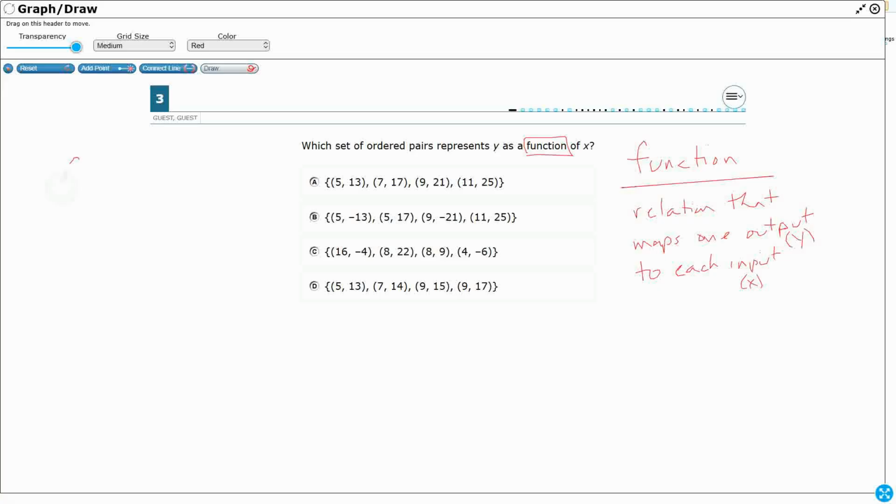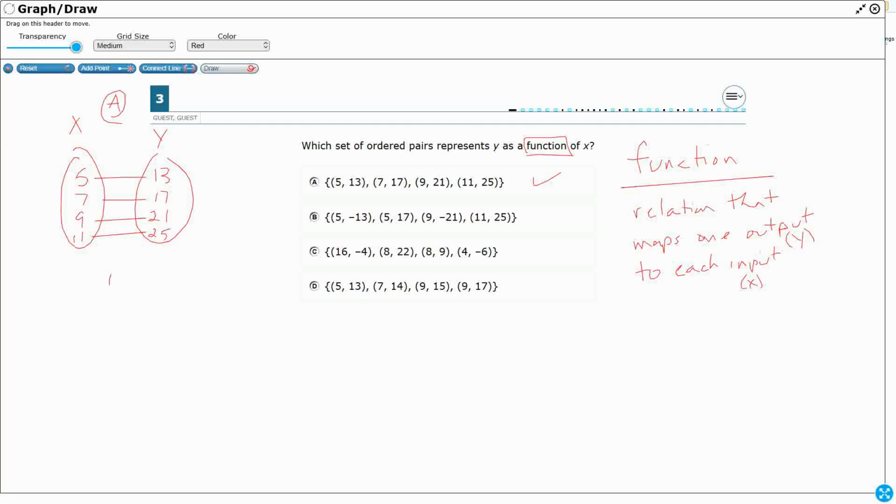What I want to do is show you how visually it's kind of easy to see it like this. We're going to make these our x's. We're going to make these our y's. And let's do this for A. Okay, so here's my 5. Here's my 13. So 5 goes to 13. We're good. Here's my 7. Here's my 17. 7 goes to 17. We're good. Here's my 9 and my 21. 9 goes to 21. We're good. And here's my 11, 25. We're good. Okay, so this looks like a function, but we never just take A. You've got to look at B, C, and D, prove why they are incorrect.